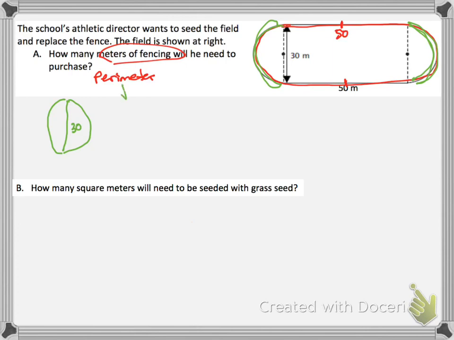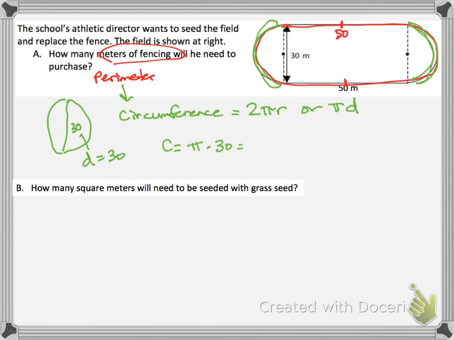So remember, perimeter in a circle is circumference, which is either 2 pi r or pi times diameter, where r would be the radius. In this case, we have a diameter of 30. So my circumference is going to be pi times 30, which is 94.25. And we have meters.